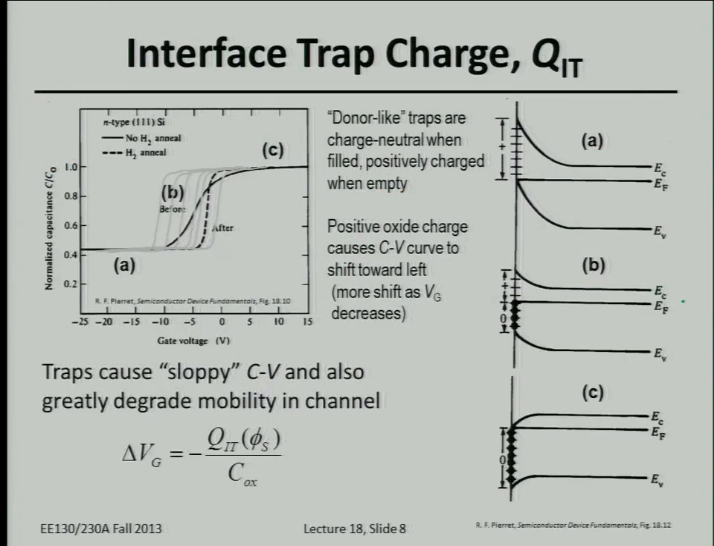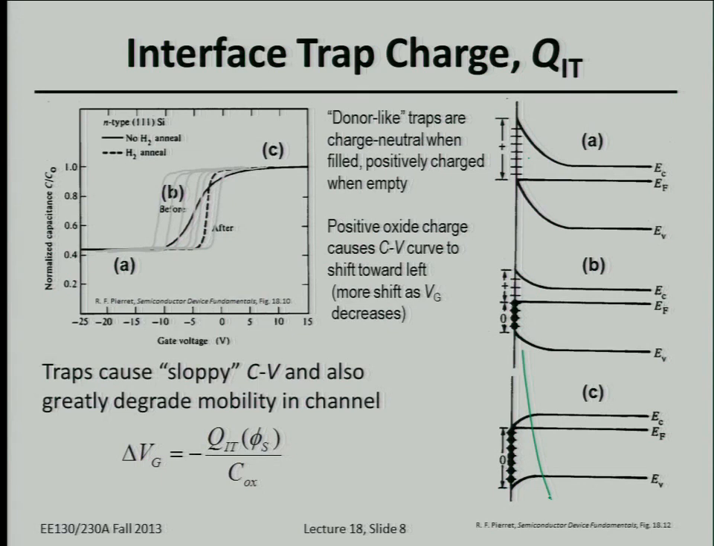Okay. All right, so this is the most difficult kind of oxide charge to understand. Let me try to explain it clearly here. Interface trap charge, or QIT, is dependent on the gate voltage. The energy band diagrams on the right try to explain this. So let's say we're applying a large negative voltage to the gate. That's on the left here of the energy band diagrams.